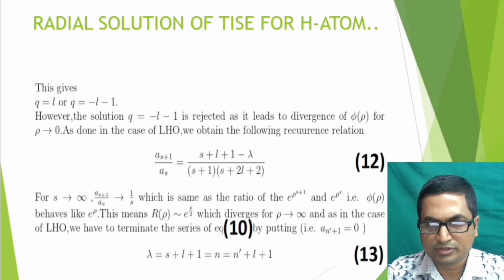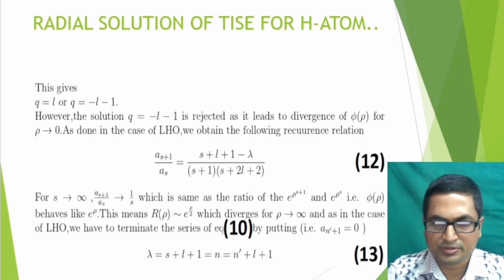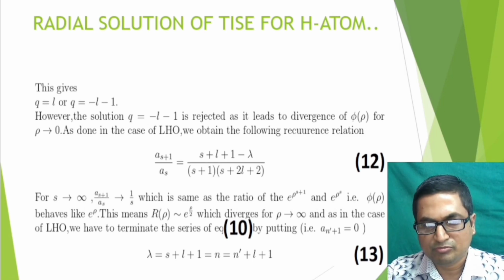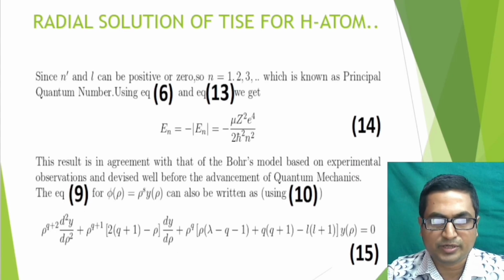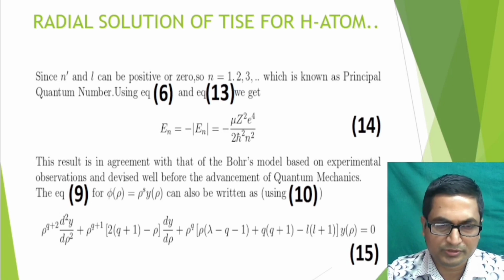And from the recurrence relations, we will see that this particular phi takes a form of e^rho. So ultimately this R(rho) is equal to e^(-rho/2) into phi(rho), and that's why this will become e^(rho/2). But this is also diverging, and since it's diverging, we terminate the series just like in the linear harmonic oscillator, and we put lambda equal to this. With the expression for lambda given by 13, putting back in 6, we get the energy levels for this hydrogen atom problem, and this is in conformation with experimental results.